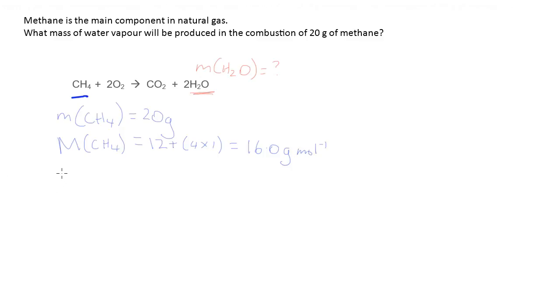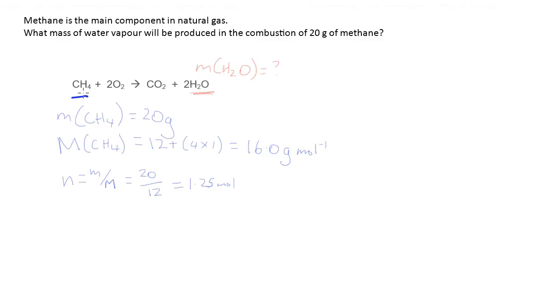We're just going to use our molar formula. n equals mass divided by molar mass. So in this case, it's going to be 20 divided by 16. And that gives us an answer of 1.25 mole. So our number of moles of methane is 1.25 mole. Now let's go back to the question for the next step.